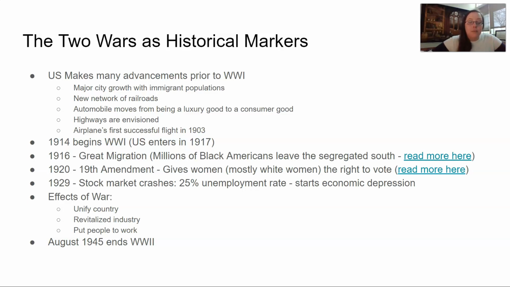The U.S. doesn't enter World War I until 1917. Right before that, around 1916, and this spans a couple of decades, we get the Great Migration. That's millions of Black Americans leaving the segregated South. Our book mentions the Great Migration just a little bit, but I do have a supplemental link here in the PowerPoint. If you want to read more about the Great Migration, there's a history.com link.